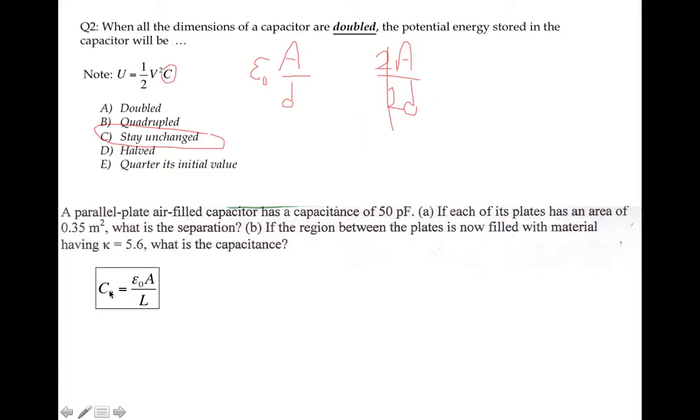So C0, the initial or original capacitance, is epsilon naught A divided by D. I'm given A, and I'm given C. So from here, I can find D.